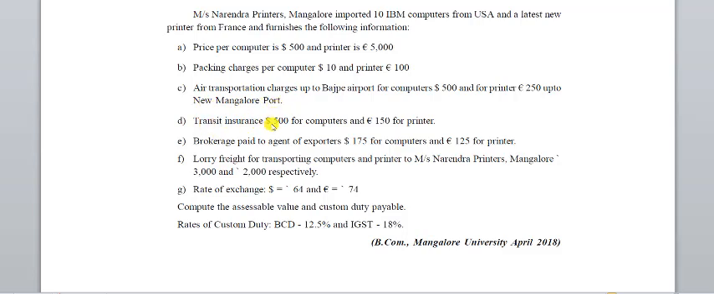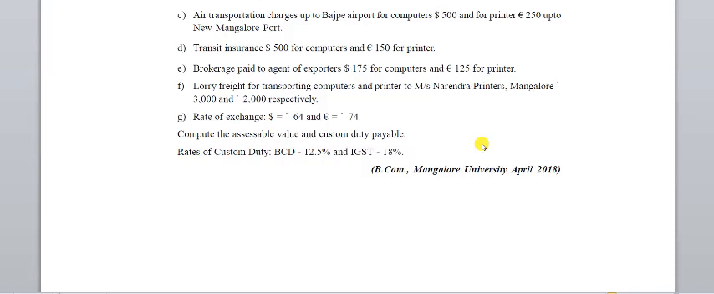Transit insurance rupees $500 for computers and euro 150 for printer. Should we multiply this also by 10? No. Why? Because they have not mentioned 500 per computer. They have said 500 for computers. See here again, for computers $500. That means it is for the whole lot, not for a particular unit. Brokerage paid to agent of exporters $175 for computers and euro 125 for printers. This is paid by exporters. So we'll take this into account.